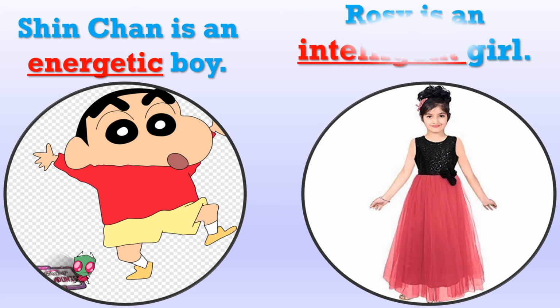The next one, Rosie is an intelligent girl. Intelligent girl means intelligent, we are mentioning Rosie. So that is called qualitative adjectives. So keep in your mind what adjectives are and what the types of them are.